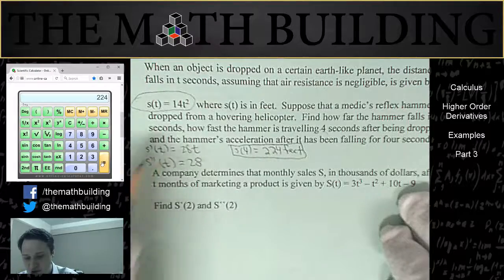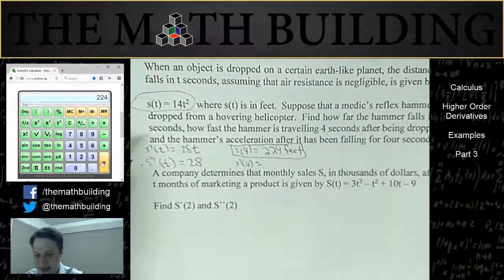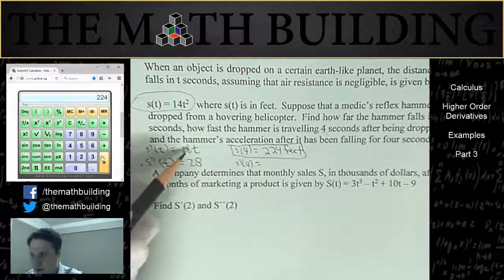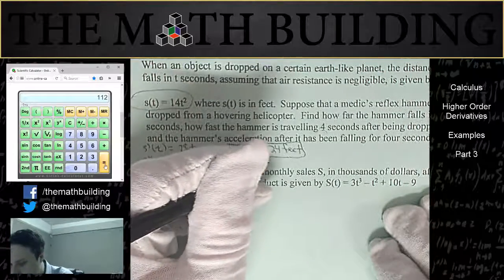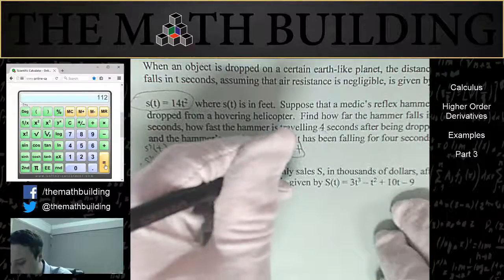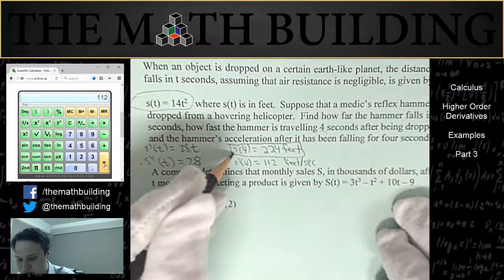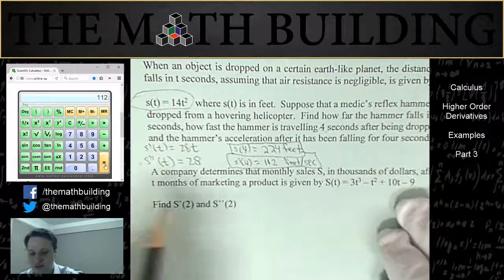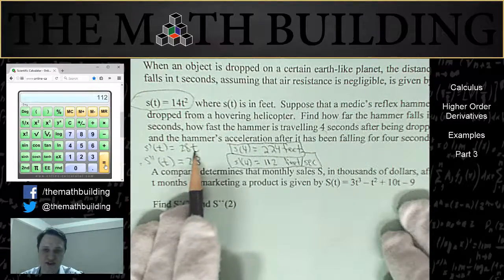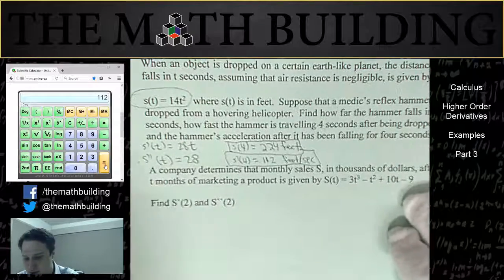If we plug 4 into the derivative function, that's how fast it's going after 4 seconds. Again, these are pretty easy calculations. The units on this should be feet per second, because that's a velocity. So after 4 seconds, it's traveling 112 feet per second, and you can see that every second that passes, it's going to be getting faster and faster and faster until it hits the ground.